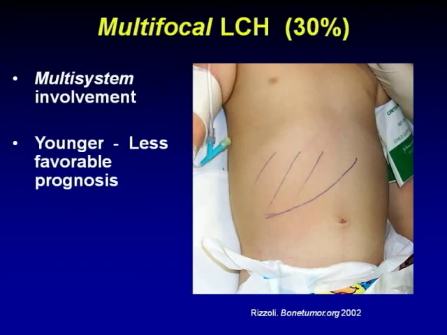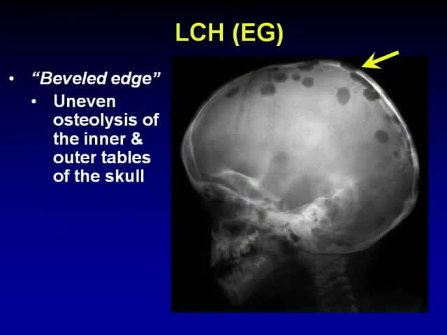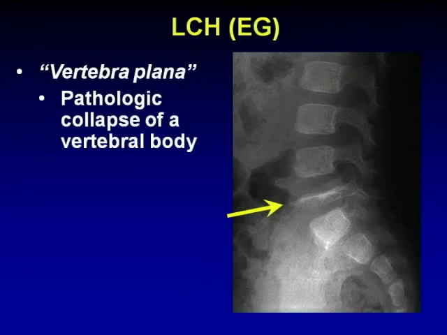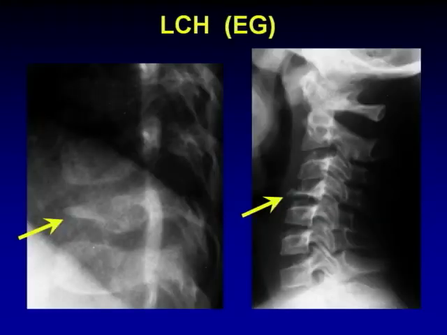Multifocal LCH. The buzzwords to remember here: beveled edge, that simply refers to the uneven osteolysis of the inner and outer tables of the skull. Vertebra plana, although not specific for LCH, does refer to the pathologic collapse of a vertebral body that is characteristic of this condition, whether that is in the lumbar spine, as we see here, the thoracic spine, or the cervical spine.